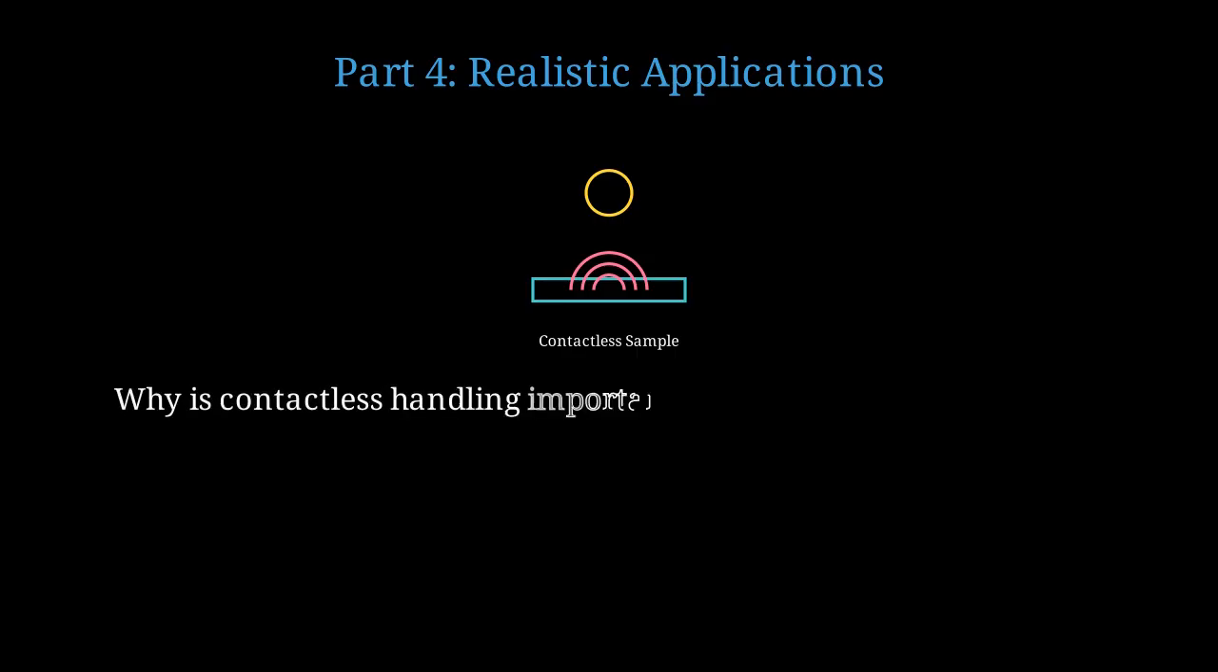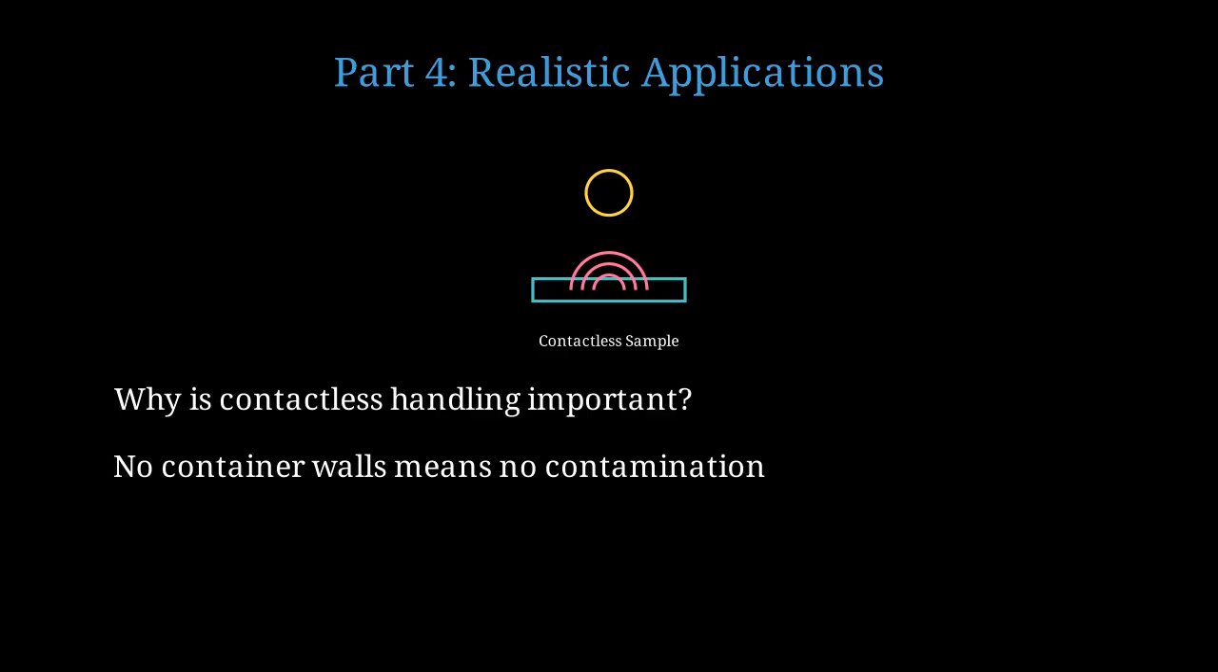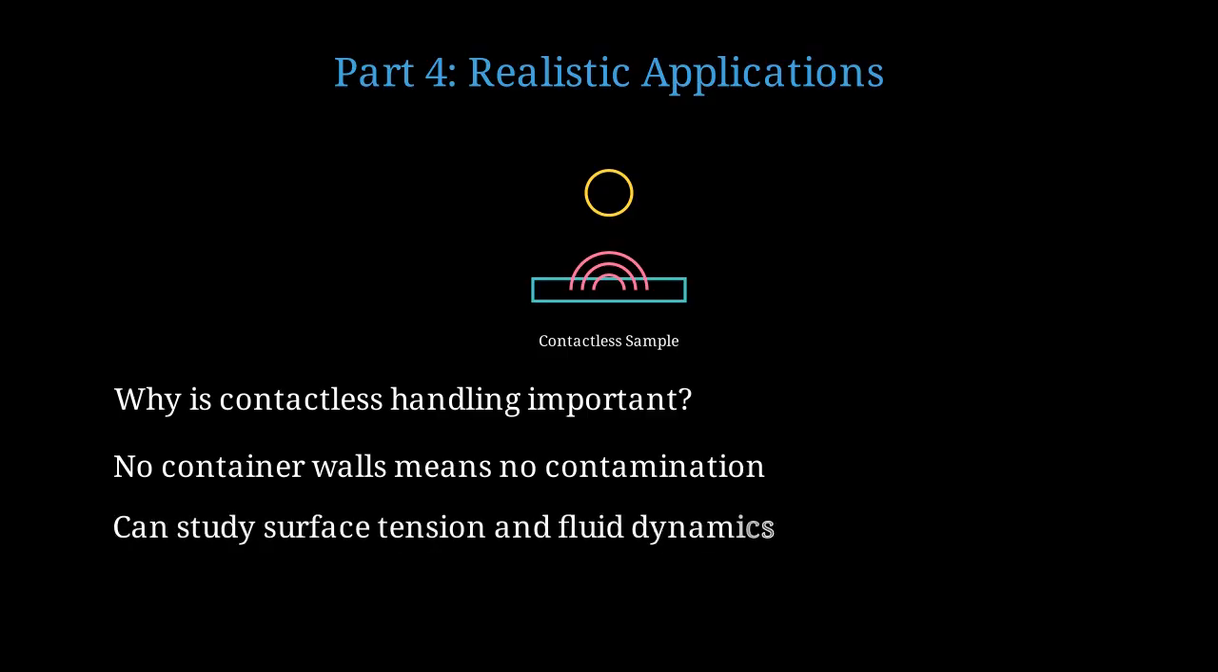Despite these limitations for human levitation, these technologies have powerful practical applications. Acoustic levitation enables contactless handling of samples, preventing contamination in pharmaceutical and materials research. Why is contactless handling so important in science and industry? Without container walls, there is no contamination from the container material affecting sensitive chemical reactions. Scientists can study surface tension, crystallization, and fluid dynamics without interference from surfaces. Levitated droplets can be heated, cooled, and analyzed spectroscopically without any support structure interfering.